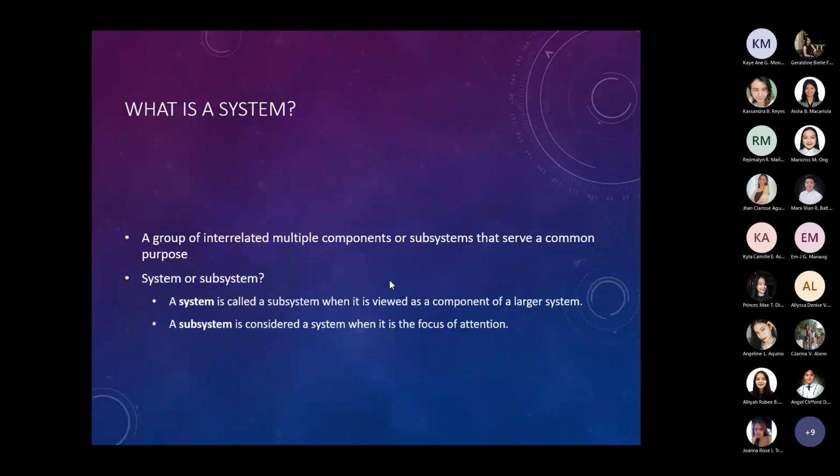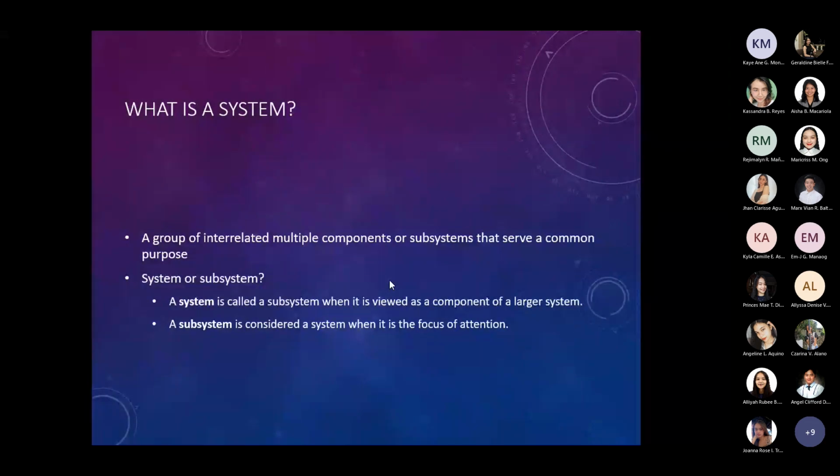Pero sinasabi diyan that system is called a subsystem when it is viewed as a component of a larger system. So kunyari, ang pinag-uusapan natin is generation of financial statement. O kunyari, yung mismong accounting system, hindi accounting information system ha. Accounting system, from the time nagkaroon ka ng journal entry hanggang magkaroon ng FS, yun po ay ang tawag doon ay iisang system.